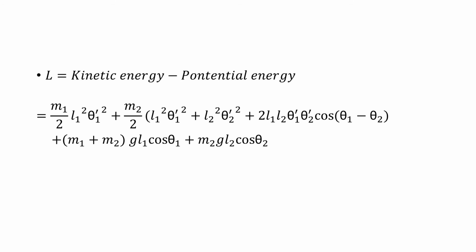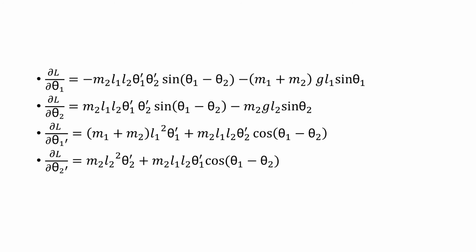Back to the double pendulum problem. Now we can derive the Lagrangian, kinetic energy minus potential energy, which we have calculated earlier. Then we calculate the derivative of the Lagrangian with respect to θ1, θ2, θ1 prime, and θ2 prime. Remember that the Lagrangian is now a function of these four independent variables.